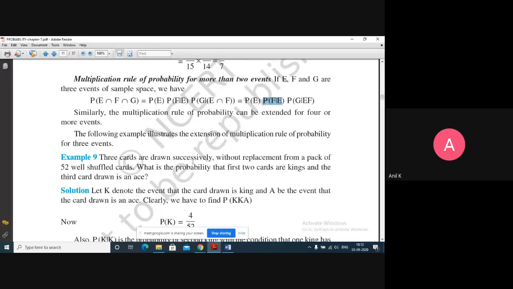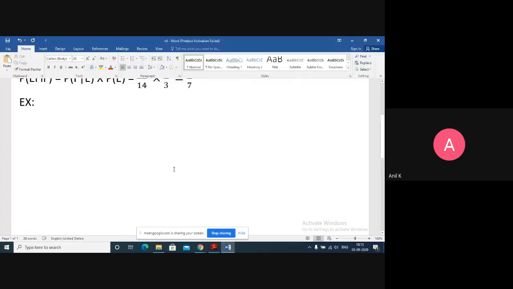3 cards are drawn successively without replacement from a pack of 52 well shuffled cards. So out of 52 cards, 3 are drawn without replacement. First you pick up one card and don't keep it back. You take the second card and don't keep it back. Then you pick up the third card. Now the question is, what is the probability that the first two cards are kings and the third card is an ace? So the first card is a king, the second card is also a king, and the third card should be an ace.